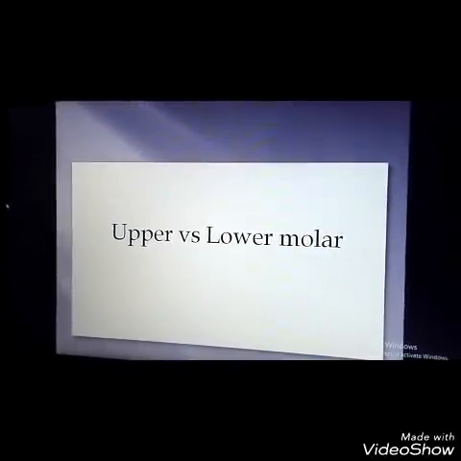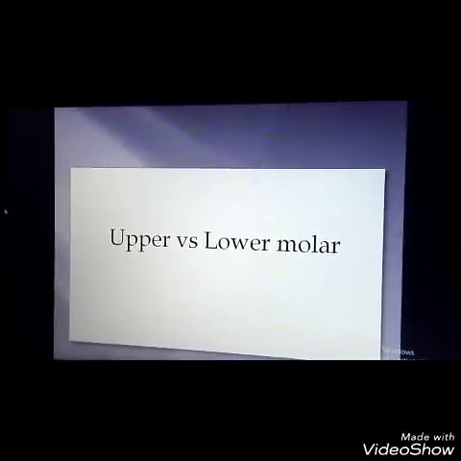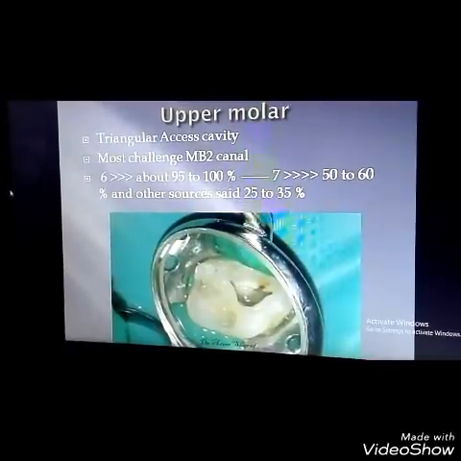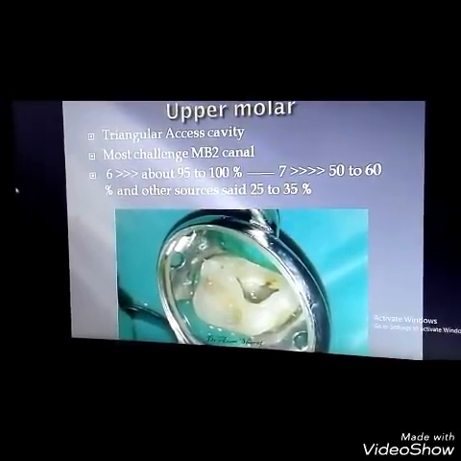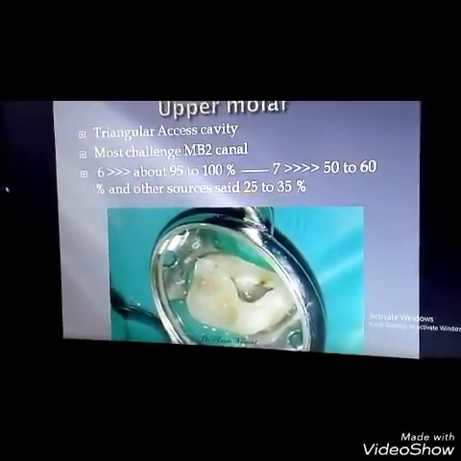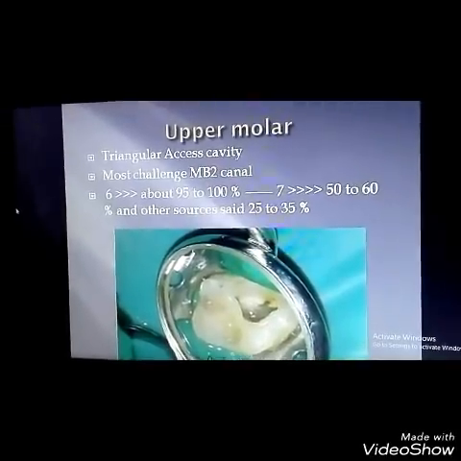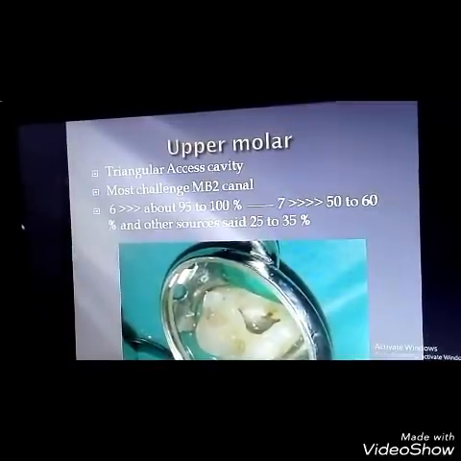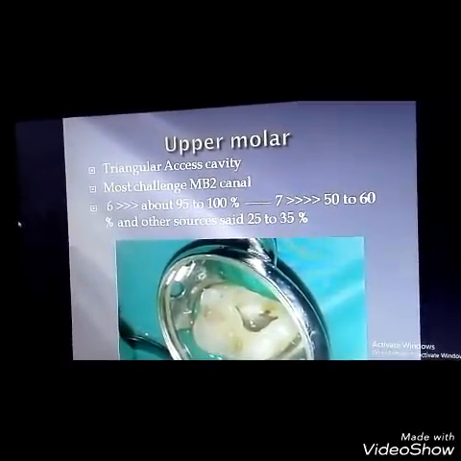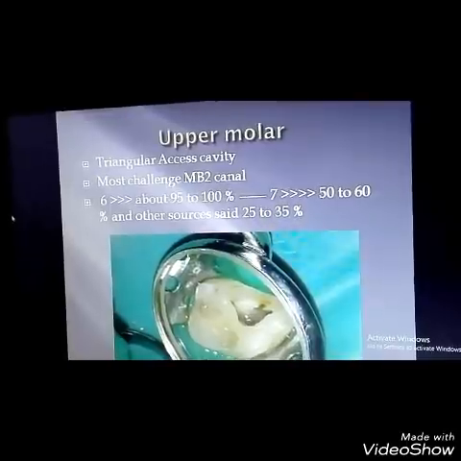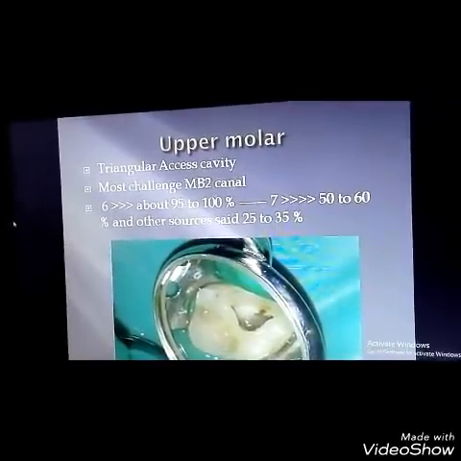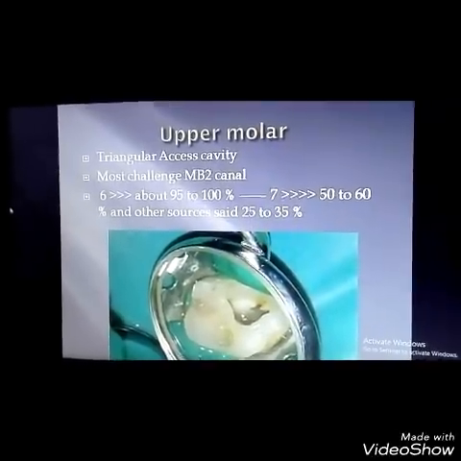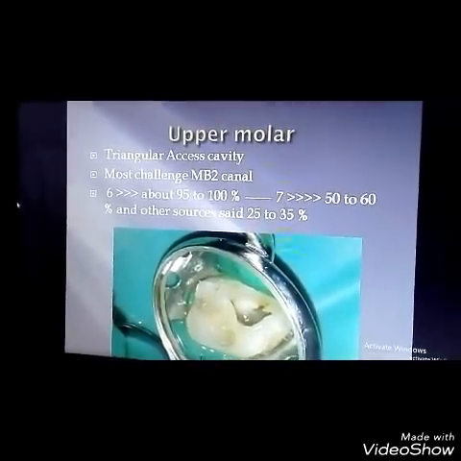Now we are going to talk about a few differences between upper versus lower molars. For upper molar, it's a triangular access cavity, but the most challenging part here is the MB2 canal, as we said. For upper 6, it's about 95% to 100% present, while for upper 7, some sources said 50% to 60% and others said 25% to 35%, but we mentioned before how to locate canal orifices.